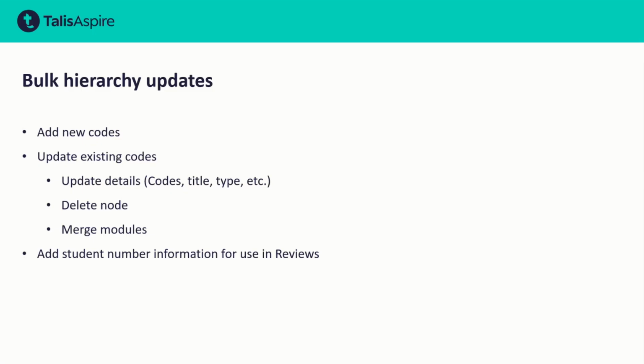So if you're updating a bunch of different nodes, you'll probably want to do that via the bulk hierarchy update function. Now you can use this bulk hierarchy update to add new nodes with new codes. You can update existing nodes. You can update the details, the codes, the title, the type of node.